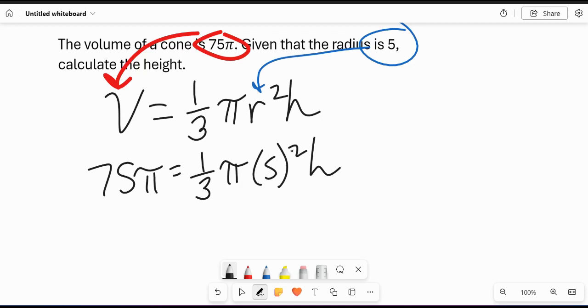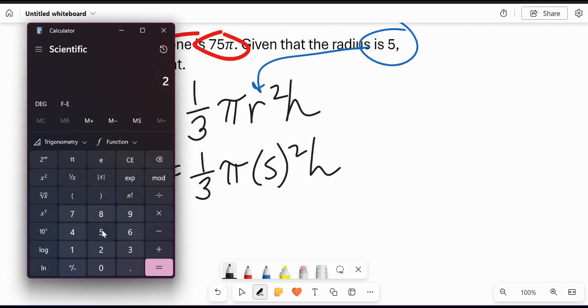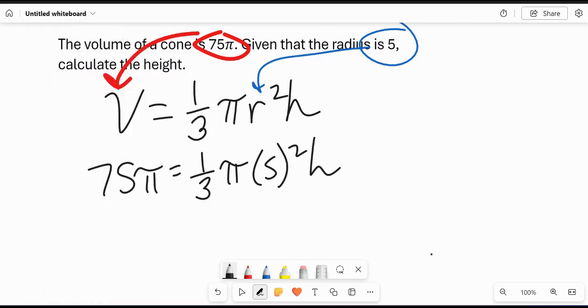5 squared. You always do exponents first. 5 squared is 25 times 1/3. Ooh, that might be ugly. So let's see. 25 divided by 3, right? 1/3. That is an ugly decimal. So we're going to leave this a fraction. All right. So we're going to leave this 25 pi over 3. Leave that as a fraction. We have our h on the outside.